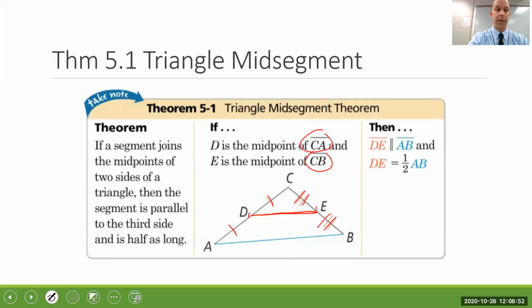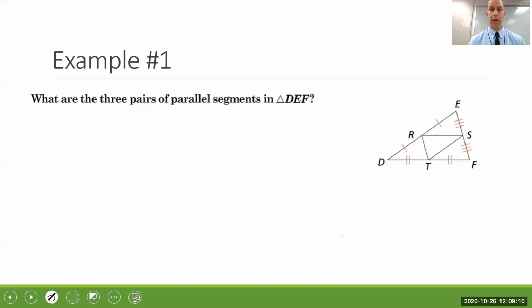If that is a midsegment, conclusion number one, then these sides here, DE and segment AB, are going to be parallel. That's number one. And number two, it turns out that the length of DE, that's this segment here, will be half of the length of segment AB. So let's see an example of that.